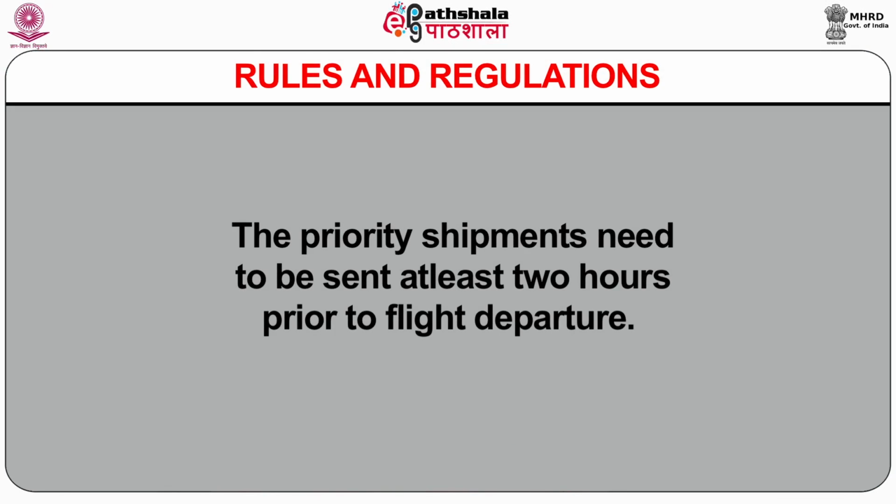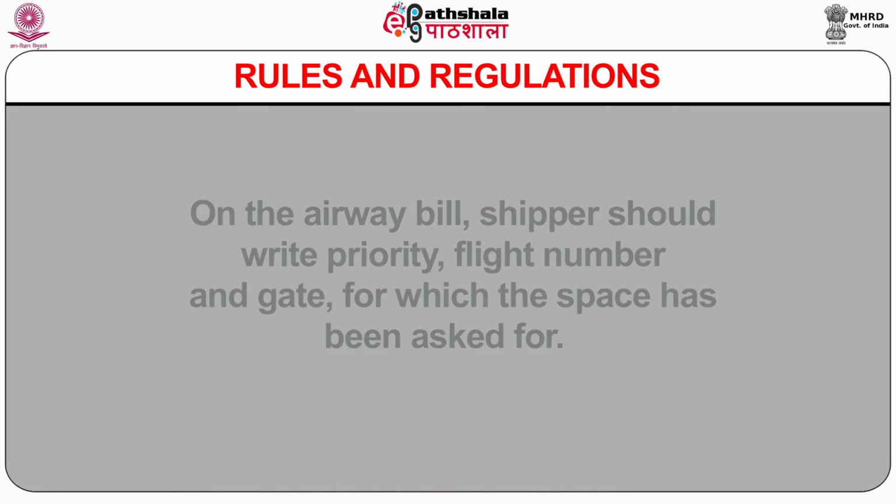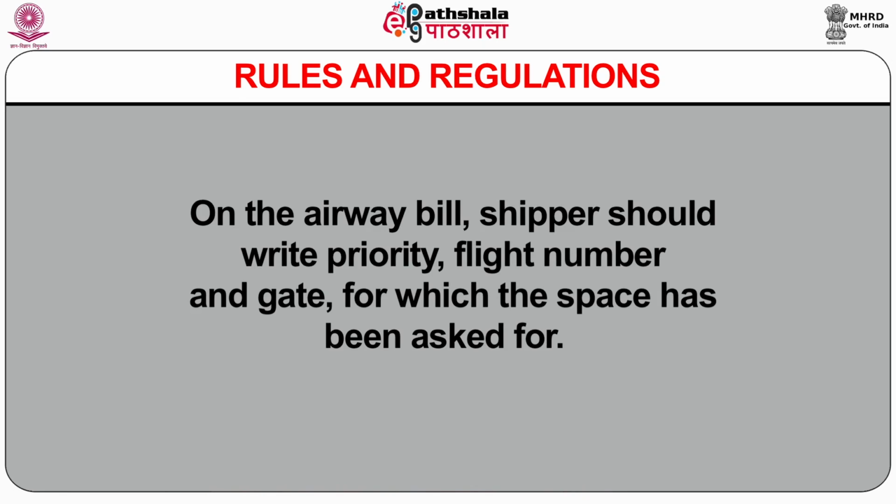Other rules and regulations include that the PRI or priority general commodity rate will have precedence over the general commodity rate under the rule G7. A request for priority service is not a reservation and does not make any assurance that the priority commodity will journey on a particular flight. The priority shipments need to be sent at least 2 hours prior to flight departure. On the airway bill, the shipper should write priority, flight number and gate for which the space has been asked.